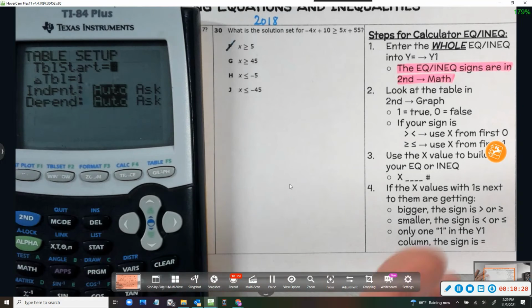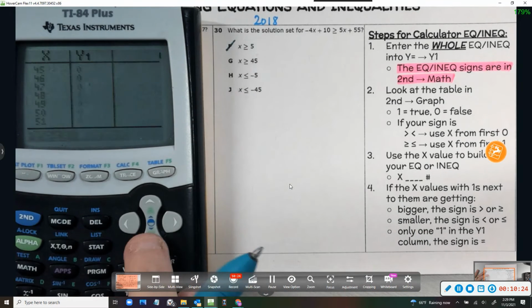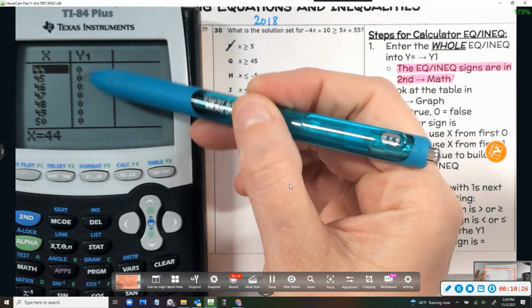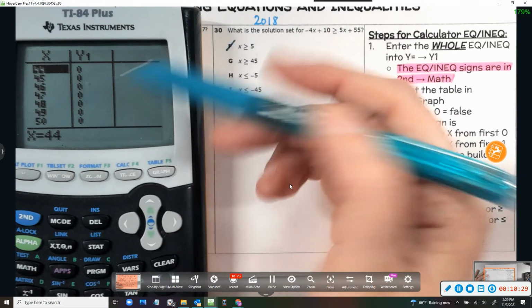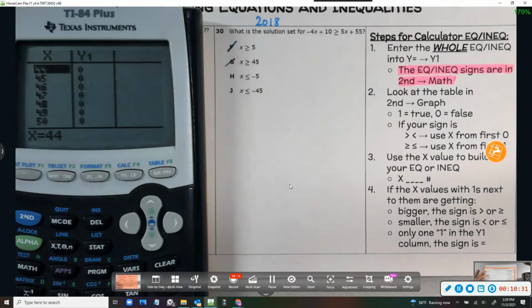Now, I'm going to jump this one. My next option is 45. So I'm going to jump to 45. Do you see any ones on or around 45? Nope, so it can't be 45.